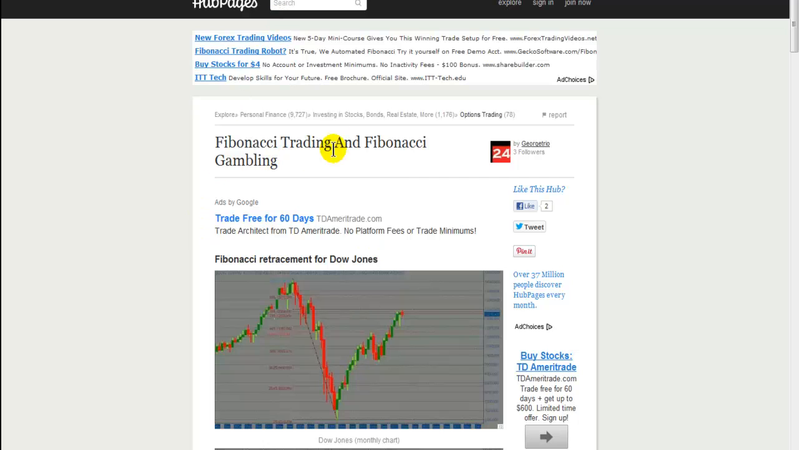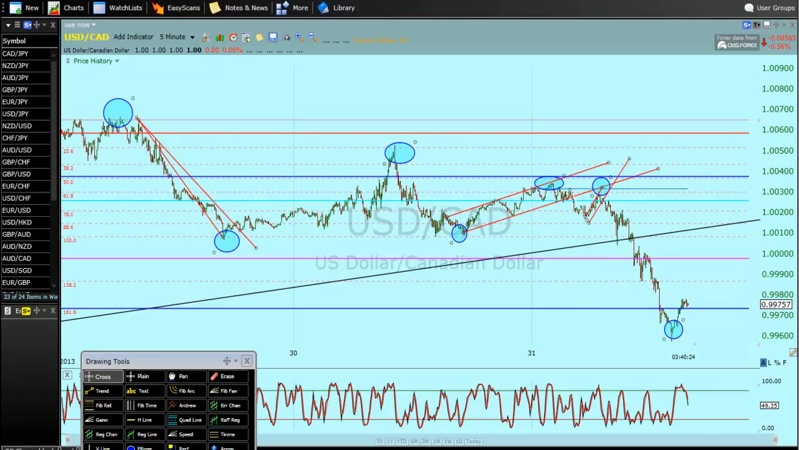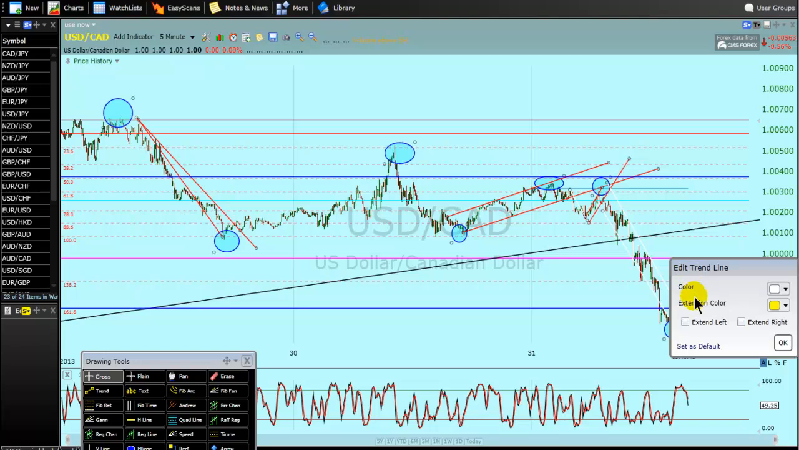So you don't want to gamble, as I put it here for you, Fibonacci trading, Fibonacci gambling. You don't want to gamble. You want to trade like professional traders, making excellent decisions at key levels. So right here you will draw your channel again. Color it again into red.